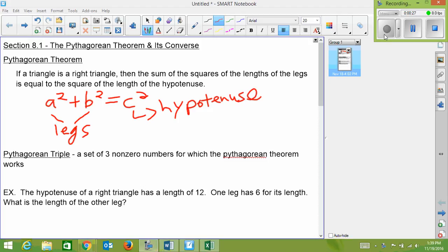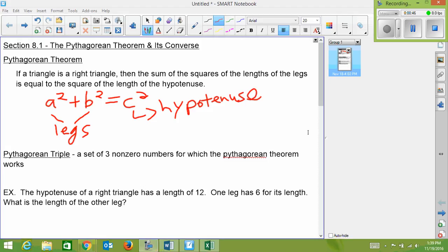The a and the b, remember, are your legs. They make the right angle. The c is never connected to the right angle. It is across from it, and that is always your hypotenuse. The hypotenuse is always the longest side of a right triangle. And remember that this only works for a right triangle.